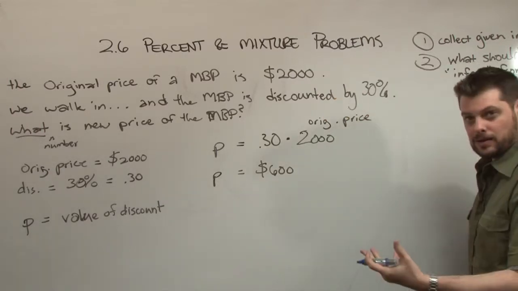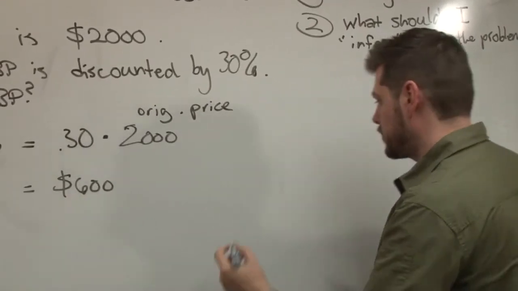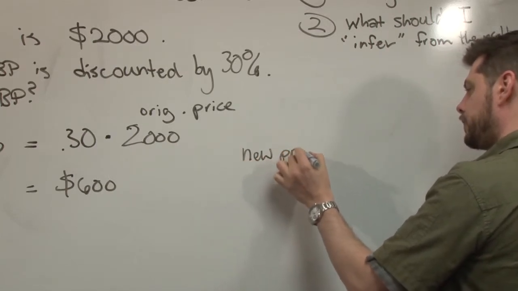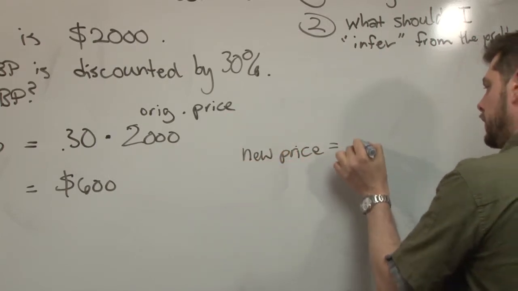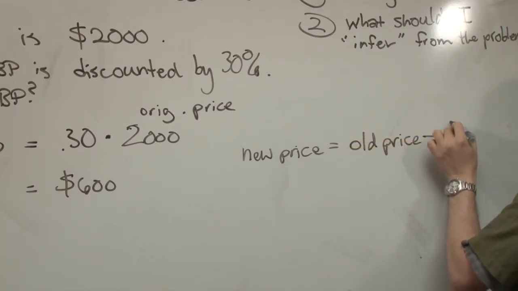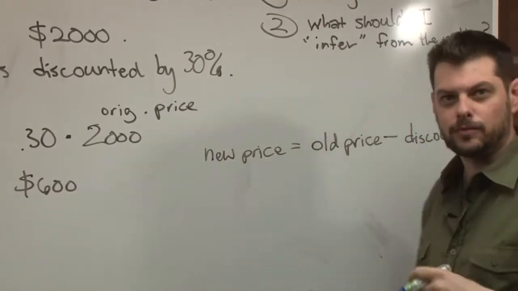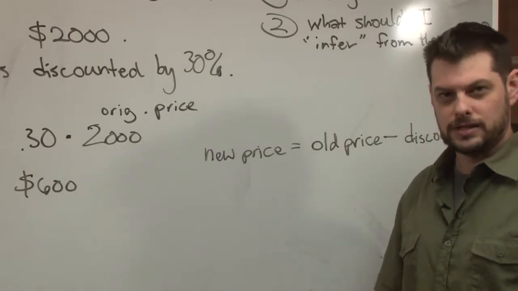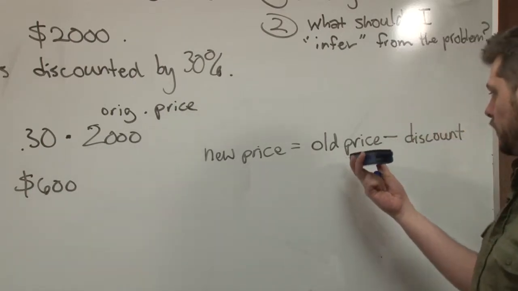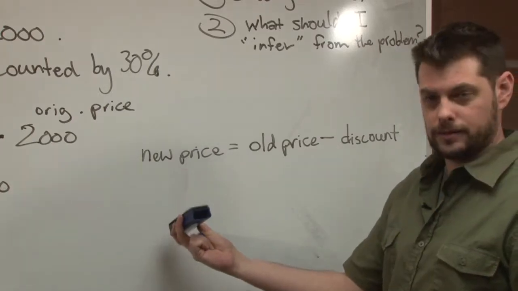So if I'm discounting something, that means I'm taking part of the price away from the original price. So the formula that we use is that the new price equals the old price minus the discount. This seems to make sense, right? When you walk into a store and you see something that's discounted, you don't expect to pay more for it, you expect to pay less. So if you have an old price and you subtract the discount, you should get the new price, okay?